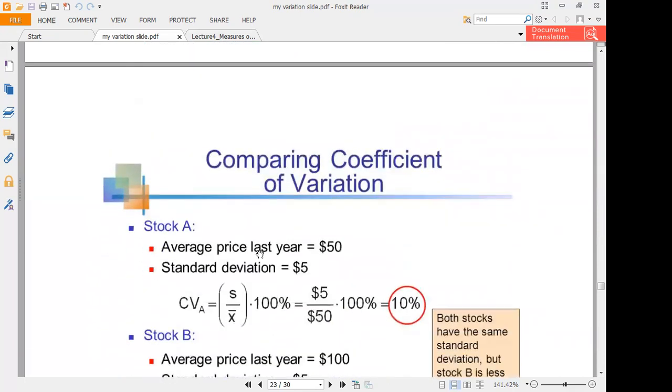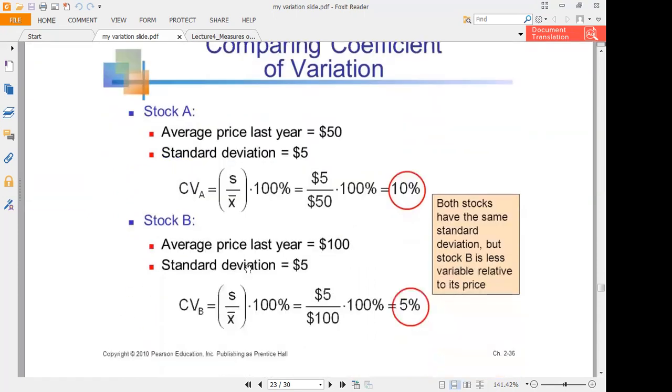For example, let's say we have the average price of a certain thing to be $50. That is the mean. And the standard deviation happens to be 5. To calculate the coefficient of variation, we say 5 divided by 50. So that's a simple way, then we multiply by 100. We are going to get 10%. So we say 10% is the coefficient of variation in this case.